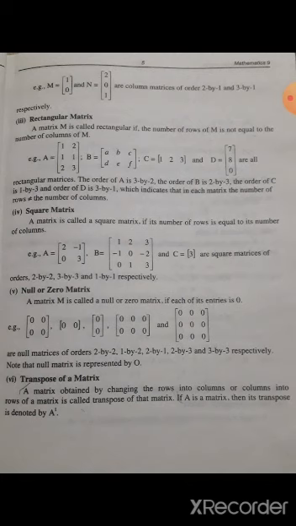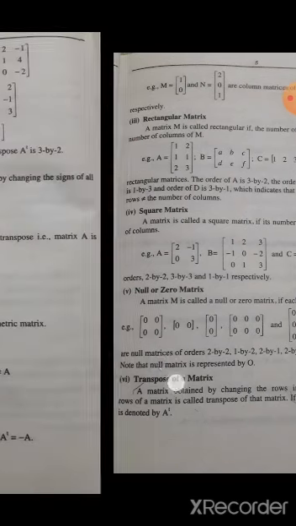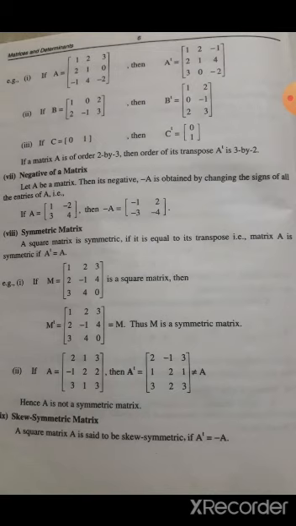Then the transpose of matrix. For finding the transpose of matrix, we have to change the rows into columns or columns into rows, and it is denoted by A raised to power T. For example, A is given [1 2 3; 2 1 0; -1 4 -2]. We can change the first row into first column. It will become 1 2 3, this first column. Second row will change to second column. Third row will change into third column. So it is called a transpose matrix.